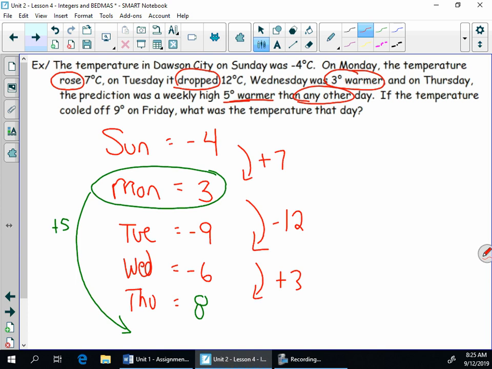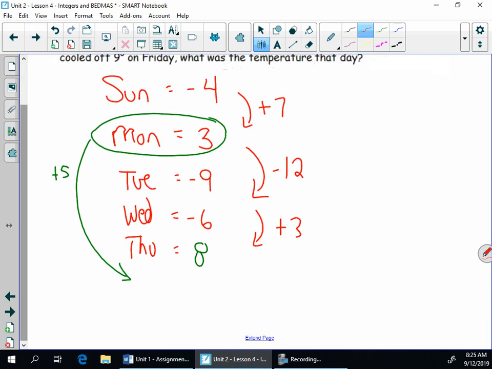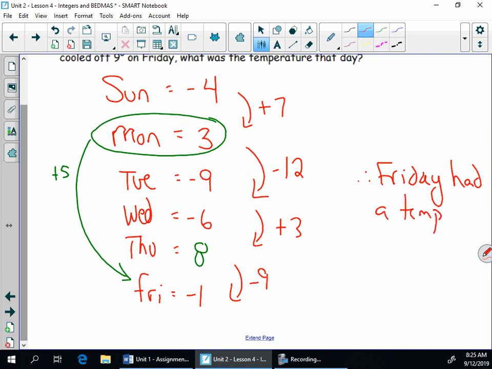If the temperature cooled off 9 degrees on Friday, what was the temperature that day? Well, cooled off means it's going down, and we're going down. Oh, we're going down 9, sorry, not 1. And 8 minus 9 is -1. Okay, so Friday, it's a word problem. Friday had a temperature of -1 degrees Celsius. Okay. So we're doing integers here, so we're trying to get that idea across by using words this time, ups and downs, adding and subtracting, by talking about temperature.